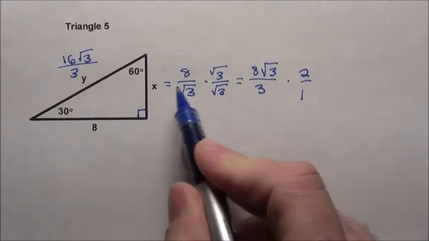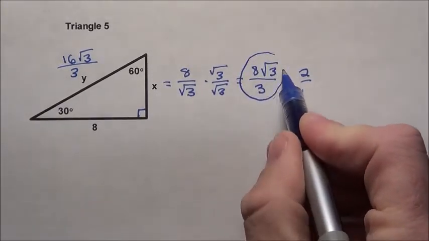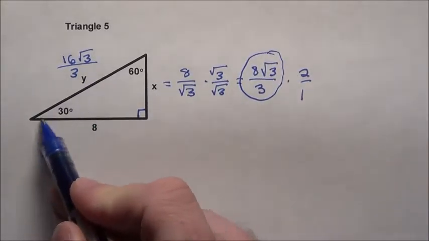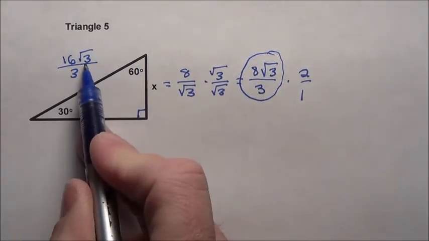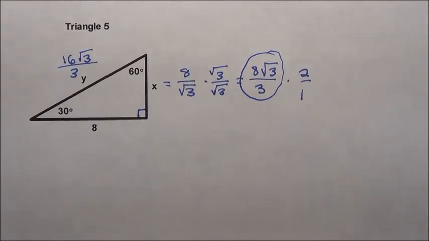So basically x is equal to 8 root 3 over 3, and the hypotenuse is twice as big, which we just double that number right there. It's going to be 16 root 3 over 3. Triangle 5.